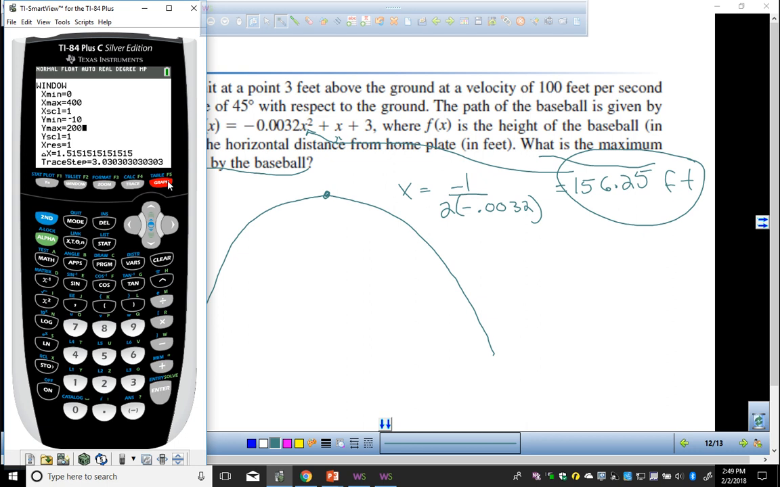Oh, there goes my baseball player. He's shooting it. There it goes. And it's going to land. Isn't that cool? Okay. So a couple different ways you could find out how high it goes.